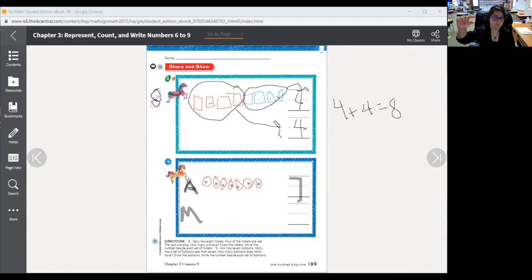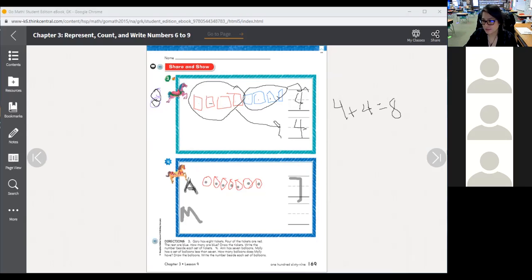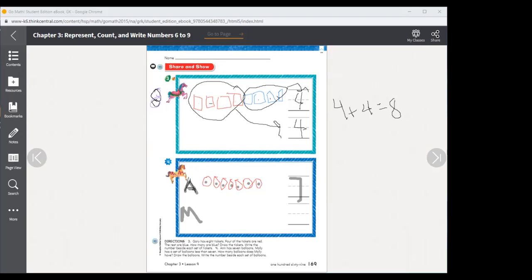Less than is smaller. So I need somebody to help me draw less than, because Molly has less than Anne. So I'm going to ask, let's ask Petra. Petra, turn on your microphone, honey. And how many would be less than? Less than is smaller. So what can we draw that is smaller than 7? It's less than. How many?